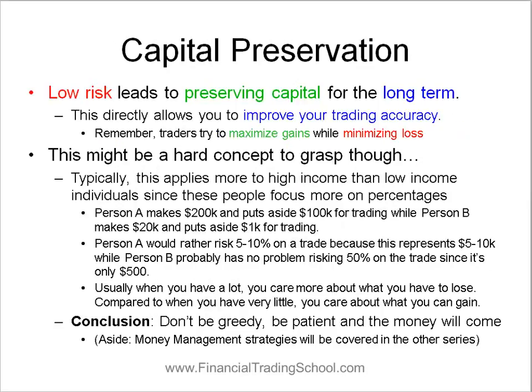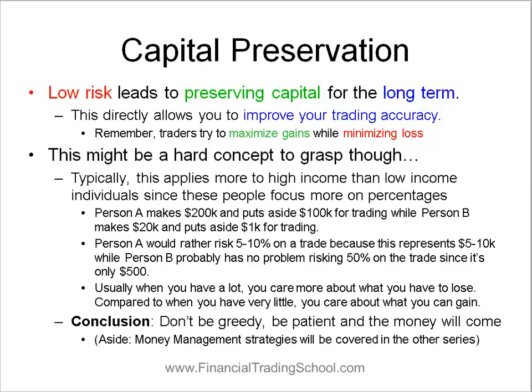Low risk leads to preserving capital for the long term. This directly allows you to improve your trading accuracy, because since you're preserving capital for the long term, you have more time to trade, and thus you have more time to improve your trading accuracy. Because remember, traders are trying to maximize their gains while minimizing the losses.